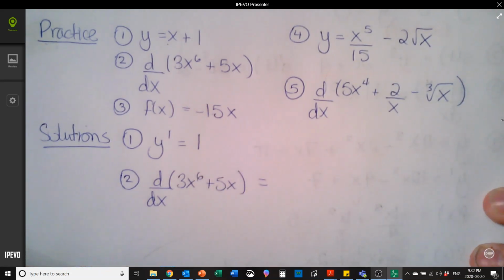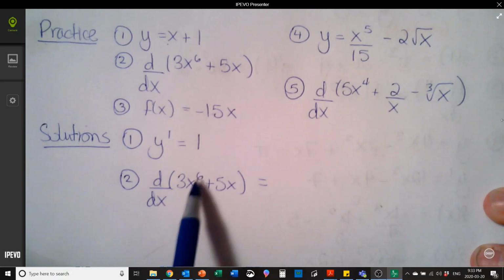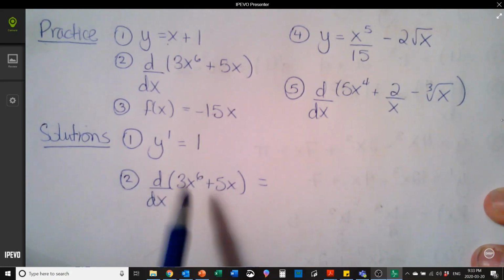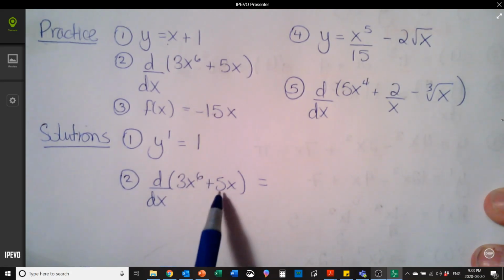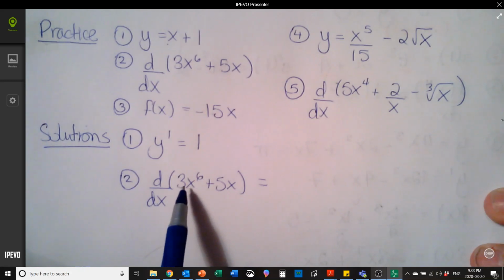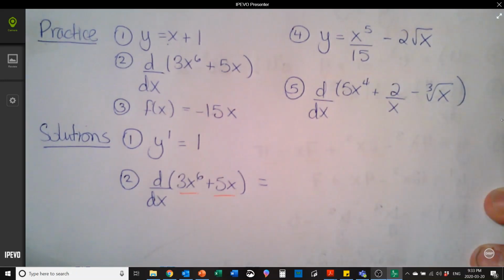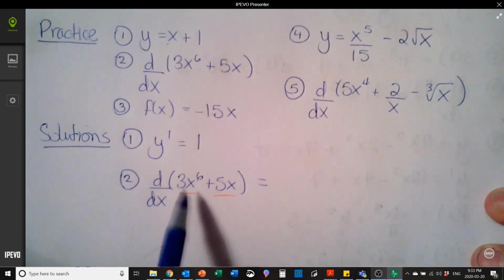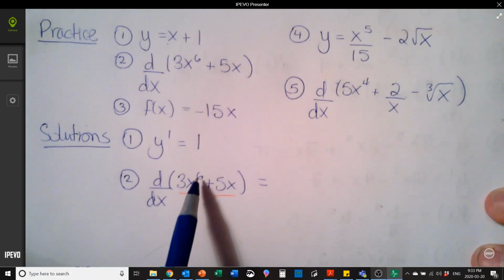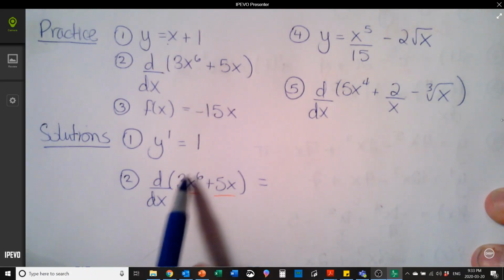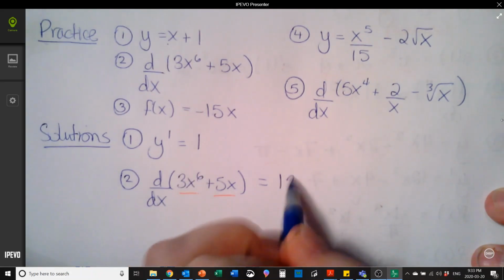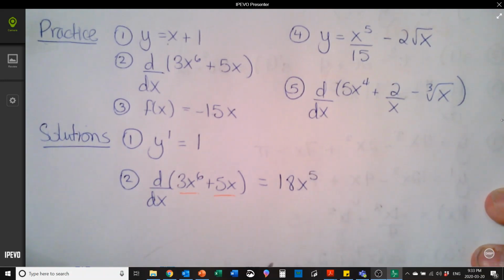So when I take the derivative of 3x^6 plus 5x, I notice I have addition of 2 terms, two terms of a polynomial. So I'm going to apply the derivative to each term individually. I take note that I have a power, so I apply the power rule. 6 comes down in front, multiplies with 3, and I get 18x^5.